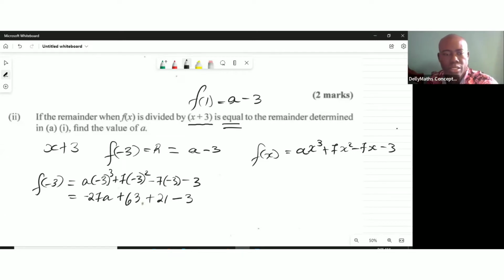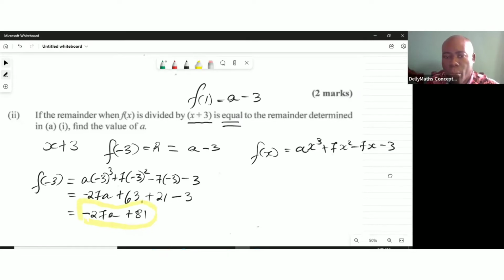All right. So there we go. I don't have anything else for the a, so I'll definitely have my negative 27a. But let's put these together here. We're talking about 63 plus 21 minus 3. We have 81. All right, so we have plus 81. So f of negative 3 gave us negative 27a plus 81.